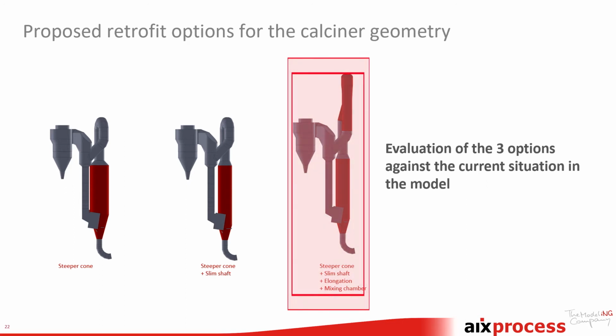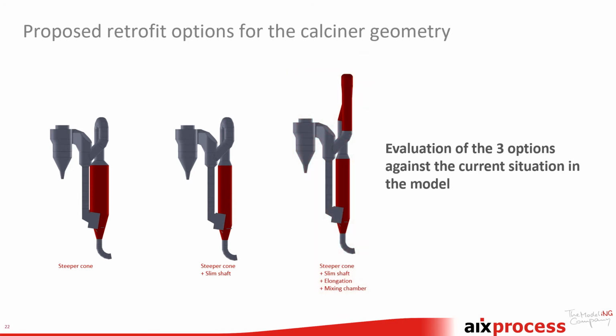And to increase the time available, we also had an elongation of the calciner shaft and introduced a mixing chamber at the top. So from the operational view, this may sound like the most promising, but we also know that this is the most expensive revamp which has been done. This is why we try several different options.